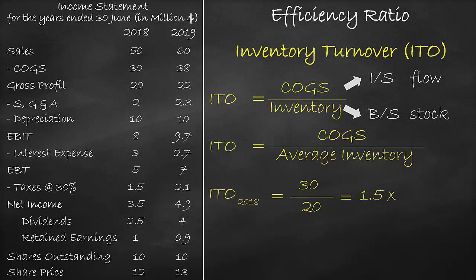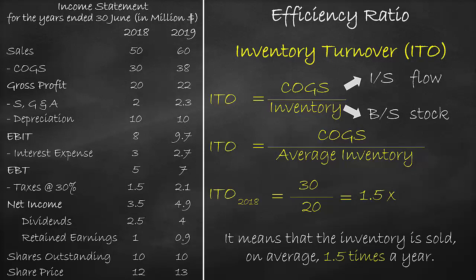The unit of the inventory turnover ratio is times. It means that the inventory is sold on average 1.5 times a year. The higher the inventory turnover, the better.